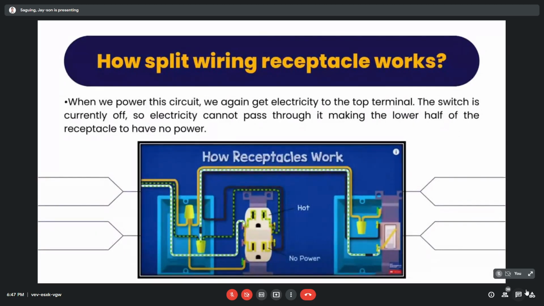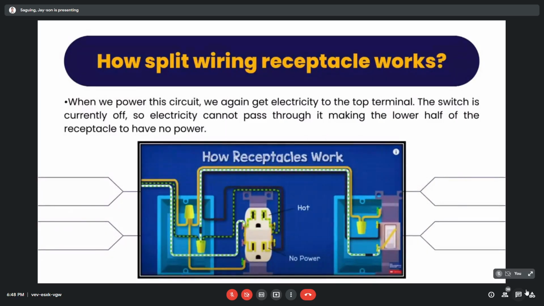When we power this circuit, we again get electricity to the top terminal. So the switch is currently off, so electricity cannot pass through it, making the lower half of the receptacle to have no power. So if i-on nato atong plangka, ang upper nga socket sa receptacle will function or will remain hot. And that is because naka-off atong switch nga naka-control sa lower terminal sa ato ang receptacle.